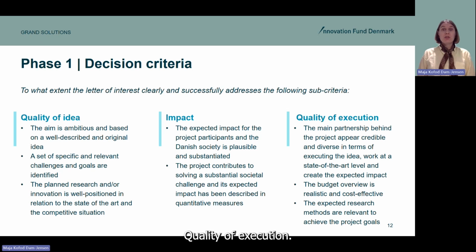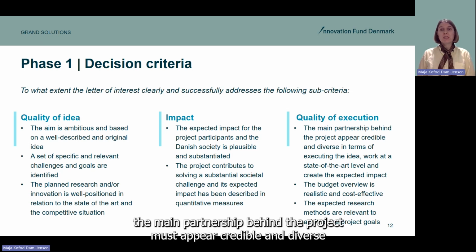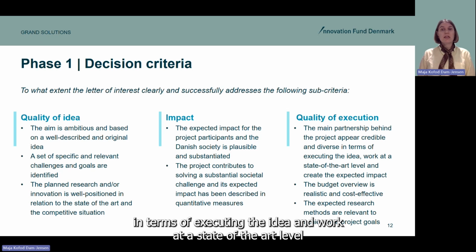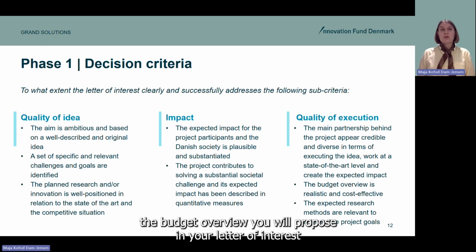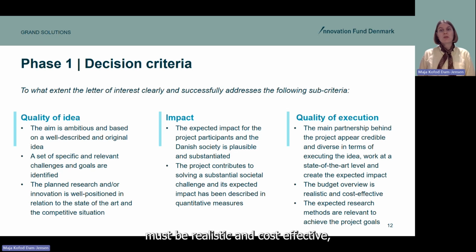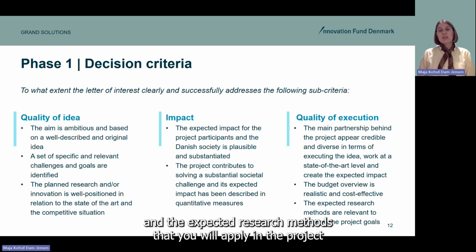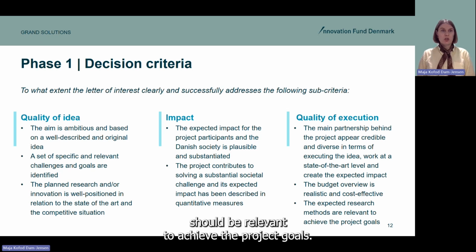Quality of execution for your project. The main partnership behind the project must appear credible and diverse in terms of executing the idea and work at a state-of-the-art level to create the expected impact you have described. The budget overview you will propose in your letter of interest must be realistic and cost-effective, and the expected research methods that you will apply in the project should be relevant to achieve the project goals.